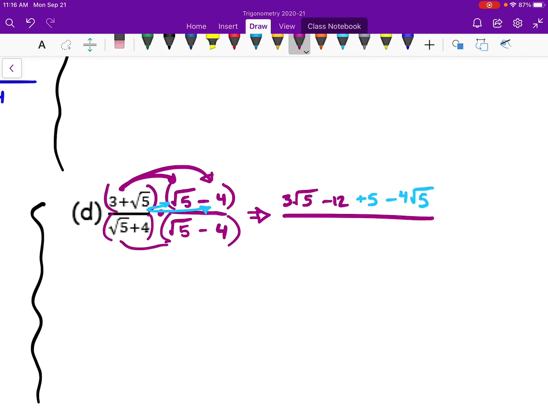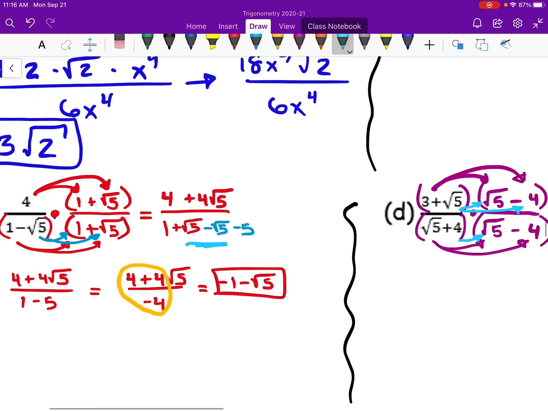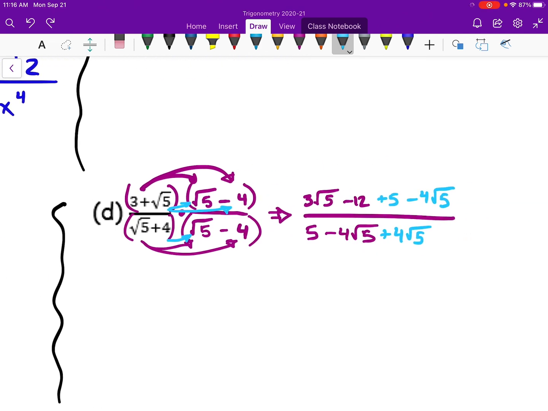To the bottom, square root of 5 times square root of 5 is 5. Negative 4 square root of 5, and we got positive 4 square root of 5. Now the reason why we do the conjugate here, I don't know if you noticed between both examples, is this middle part right there cancels out. Middle part cancels out. Okay? That's why we do the conjugate. It forces those radicals to cancel out. And 4 times negative 4 is negative 16.